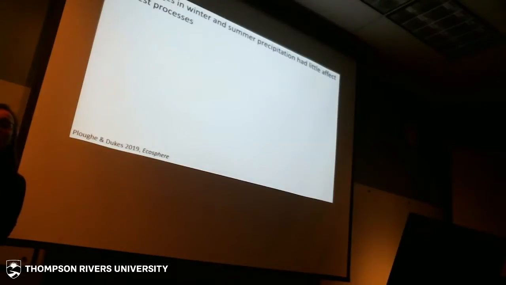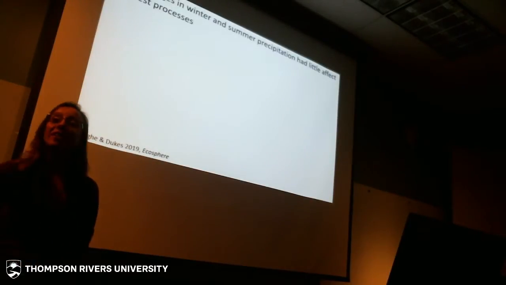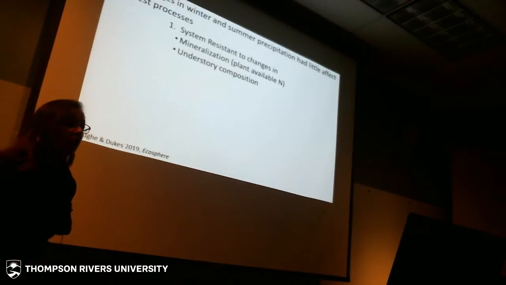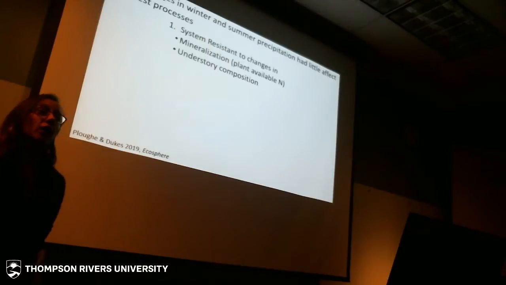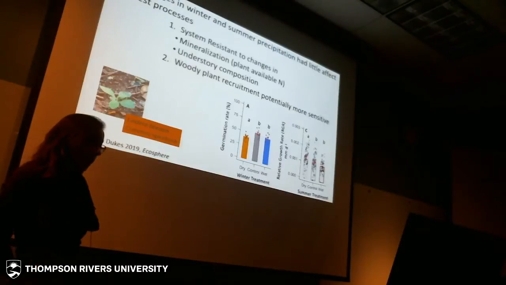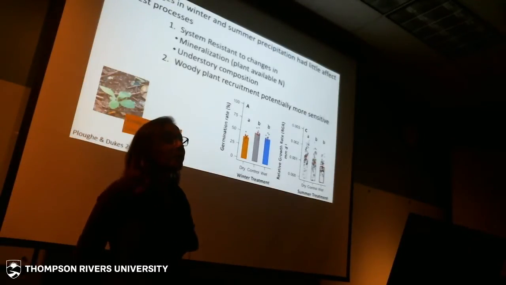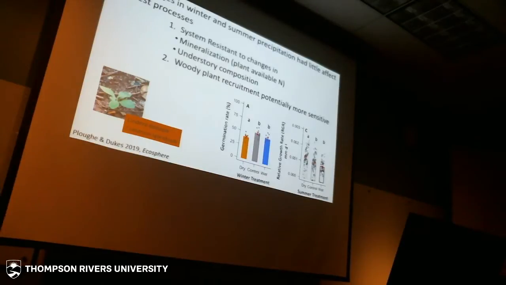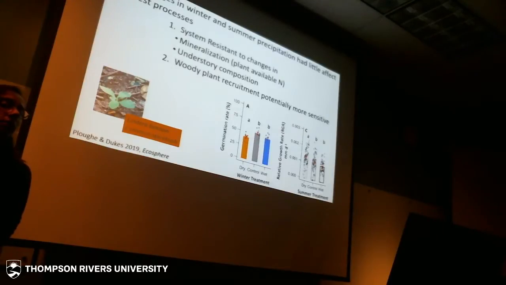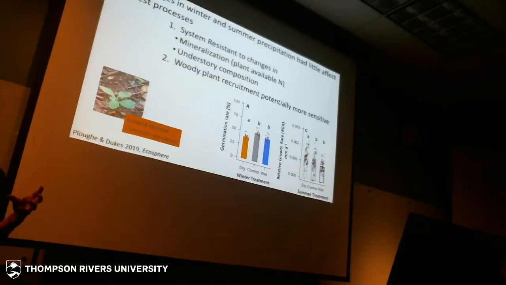What I found is that large changes in winter and summer precipitation had little effect on forest processes. The system was resistant to changes in mineralization as well as understory composition. And I looked at soil temperature and soil moisture, and both were affected by these treatments. But I did find that this one species that I did plant, the native species that grew, was impacted by winter and summer precipitation. But interestingly, I never found any interactive effects for any of the areas that I looked at. So the winter and summer precipitation were acting independently on the system.